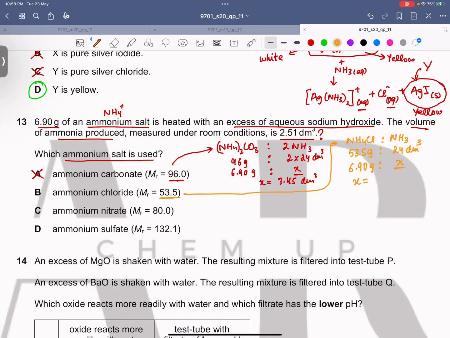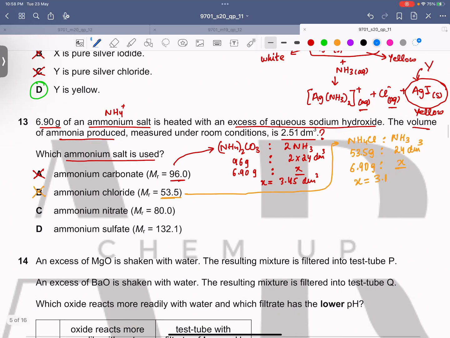Three point one. The X over here is 3.1, which also doesn't match the value provided by the examiner. So B goes wrong. Now C.